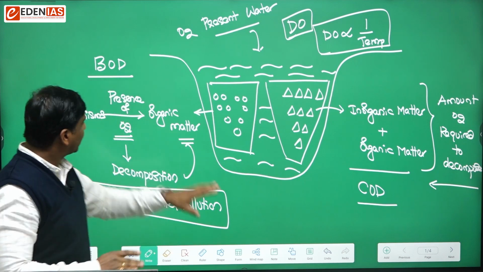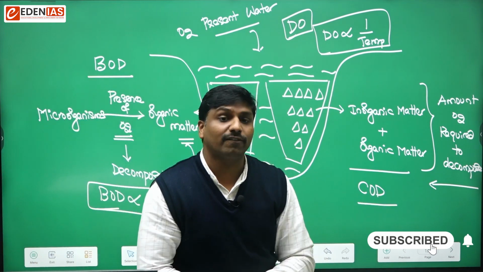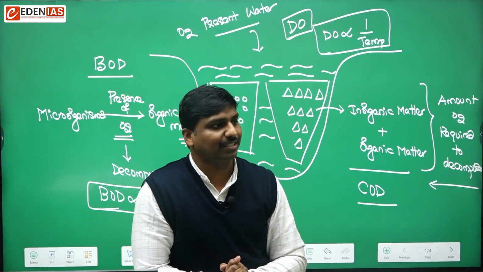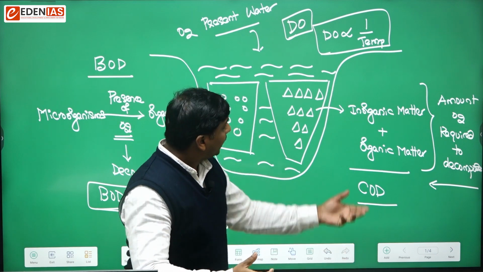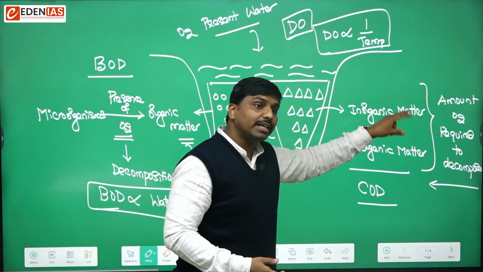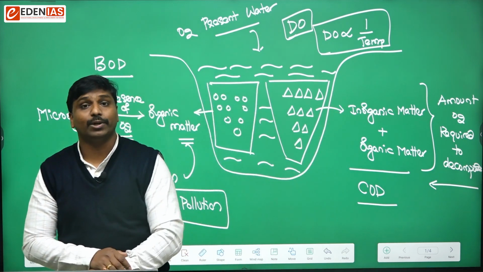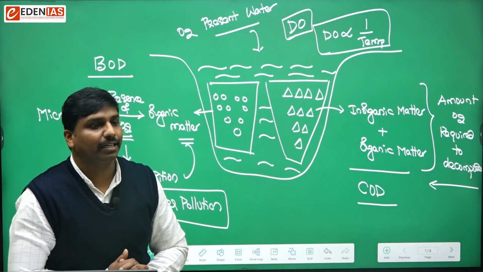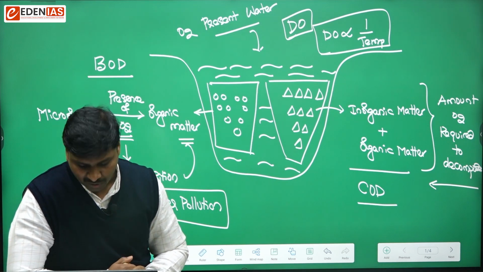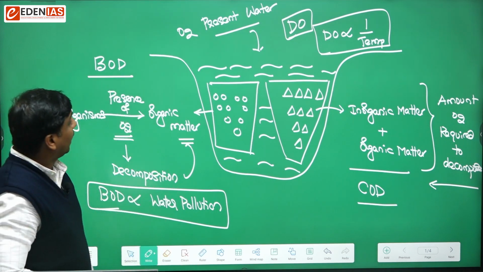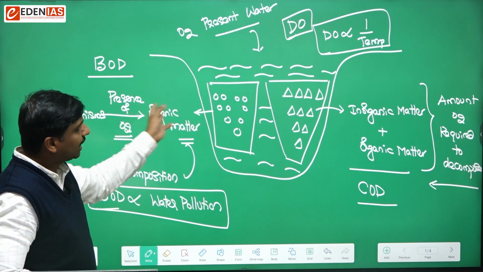Now looking at these observations, which would be the better mode of water pollution measurement? Good, very good. It is COD, because it incorporates both inorganic as well as organic matter. So comparing BOD and COD, COD is the better indicator, the better measurement of water pollution. That is one aspect that you have to remember. So this is with respect to DO, BOD and COD.